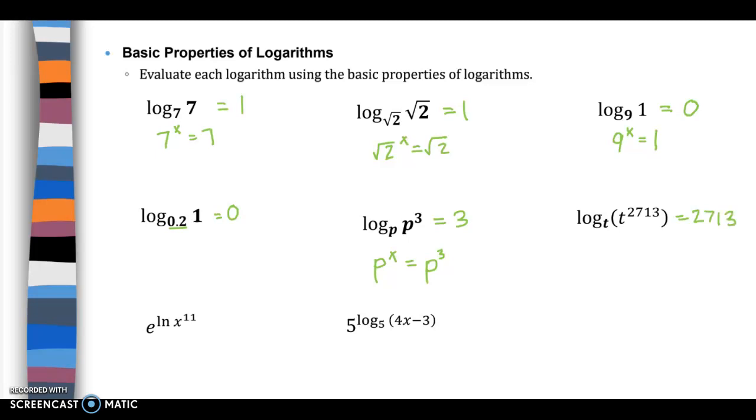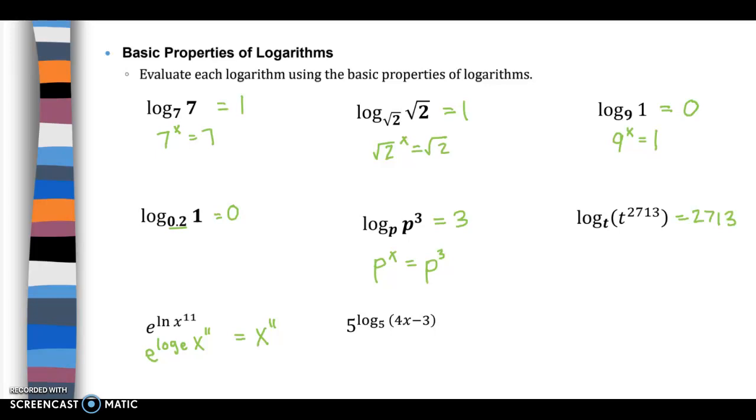Alright, now the next one, e to the natural log of x to the 11th. Now, we can rewrite this as e raised to the log base e, that's what the natural log is if you remember, of x to the 11th. Now, what this means is our e and our log base e, or our natural log, basically cancel, and we end up getting x to the 11th power there.